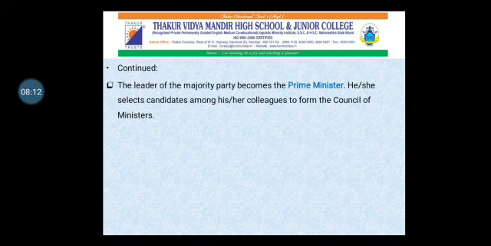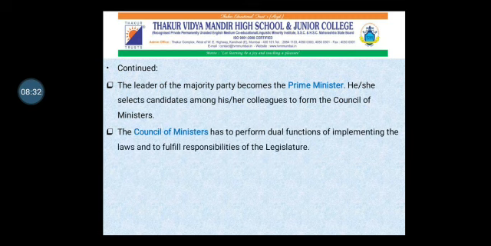The leader of the majority party becomes the prime minister. He or she, as you know that Indira Gandhi was also our prime minister, so we can say he or she, whoever wins, selects candidates among his or her colleagues to form the council of ministers. The council of ministers has to perform dual functions of implementing the laws and to fulfill responsibilities to the legislature.